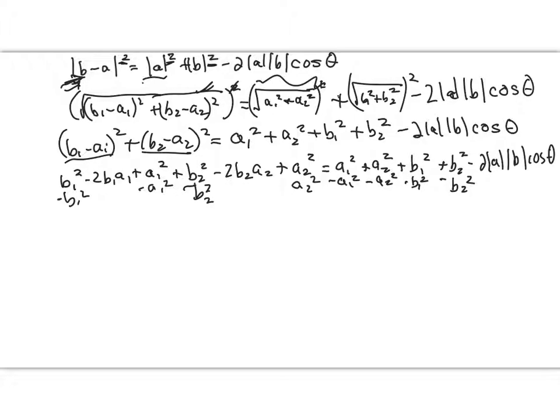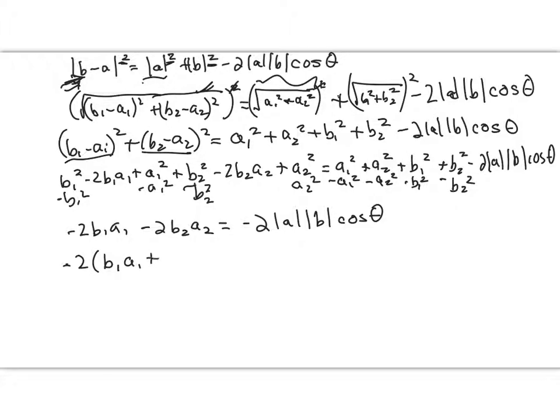And that leaves me with negative 2 b1 a1 minus 2 b2 a2. And that is all equal to negative 2 magnitude of a magnitude of b cosine theta. And over here I can factor out a negative 2, and I'm left with b1 a1 plus b2 a2, and that equals negative 2 magnitude of a times the magnitude of b cosine theta.